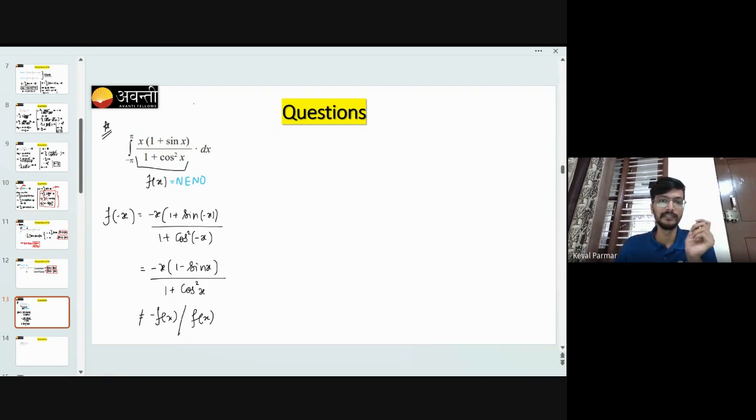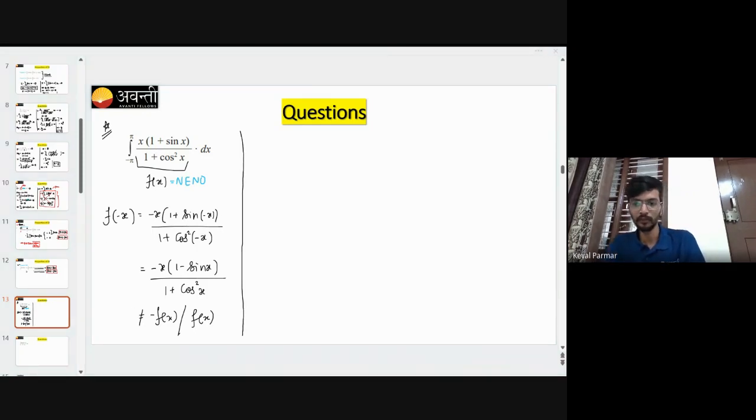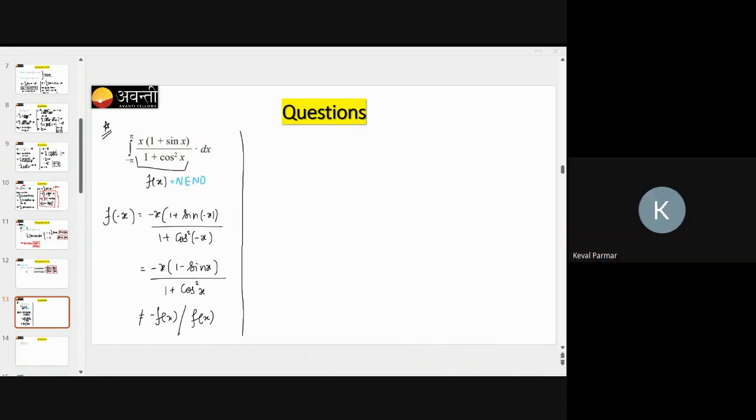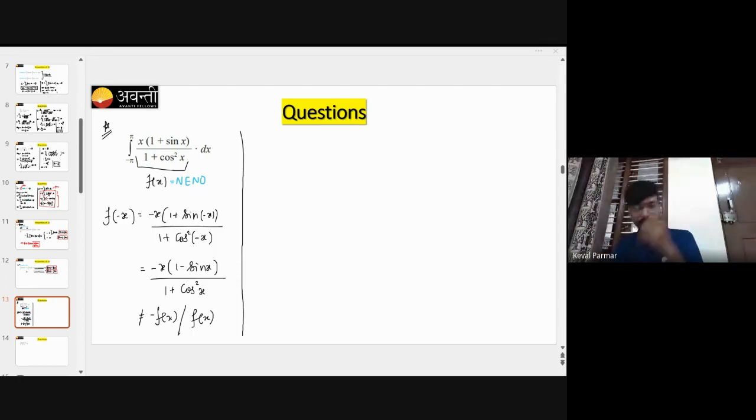Any suggestions? If you have seen these types of questions before, you can type it in the chat box or you can unmute yourself and tell. I want to know your views on this. Any suggestions or should I tell you? I'll give you 30 seconds. Please think. What can we do here? It is very tricky, but I hope you can catch it. I'll have some water. Till then you think what we can do. Okay, no ideas? Nothing?